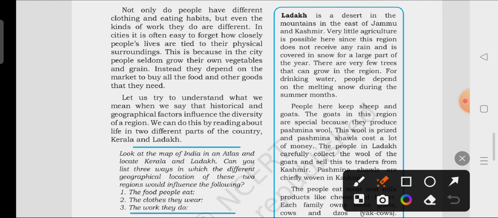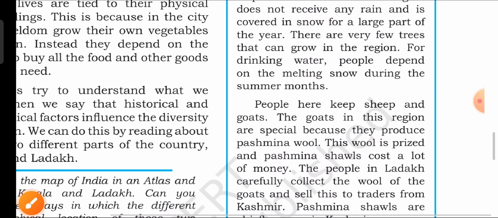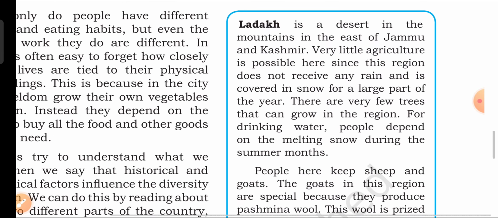Like for example, Rajasthan is a hot desert, isn't it? But Rajasthan is situated in a lower area, while here it is situated in higher altitude mountains. So that is why it is a cold desert, and as no cultivation is possible there, it is called a desert. Ladakh is a desert in the mountains in the east of Jammu and Kashmir. Very little agriculture is possible here, since this region does not receive any rain and is covered in snow for a large part of the year. See, very little rainfall is there, or we can say no rainfall. So that is why it is a desert.